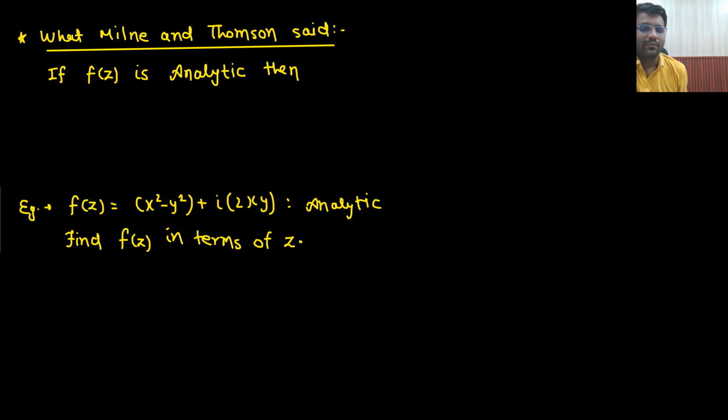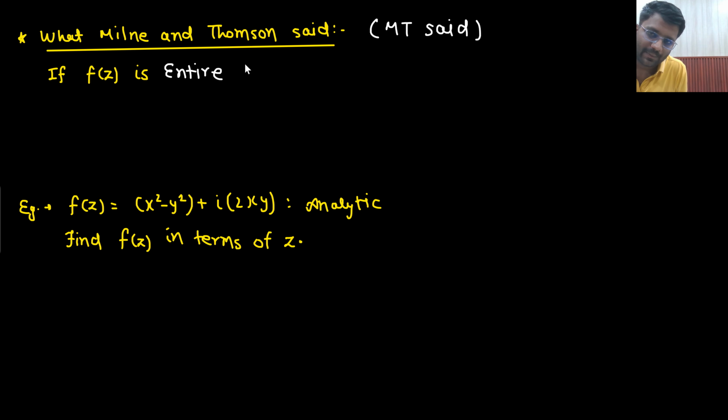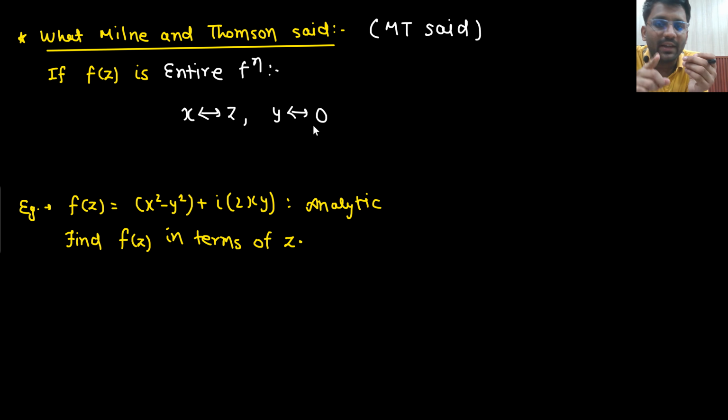Let's see a new theorem, the Milne-Thomson theorem. What is the name of this theorem? Milne-Thomson theorem. So in short form, I will always say what MT said. I will use the word MT. So what MT said: if your f of z is analytic, better I should say, if f of z is an entire function, then they said that x is z and y is 0. In a crude way, I am telling you that x is z and y is 0. You can replace x with z, z with x, and you can replace y with 0.